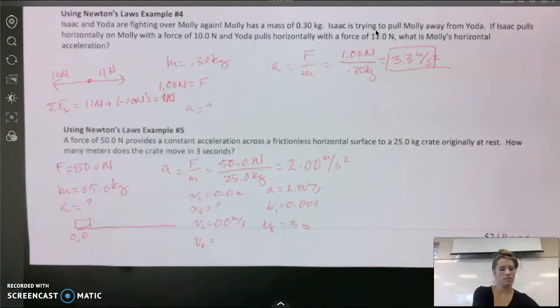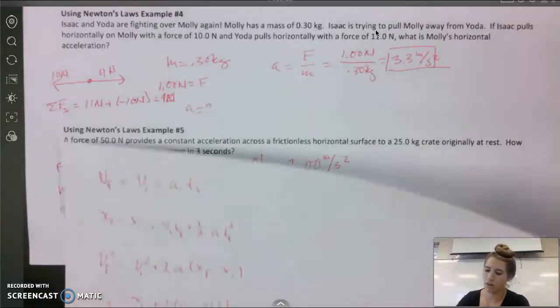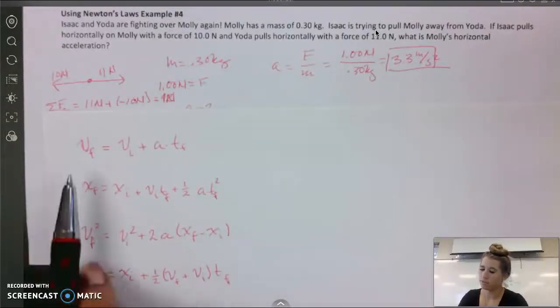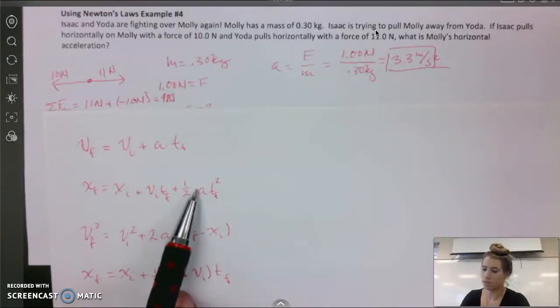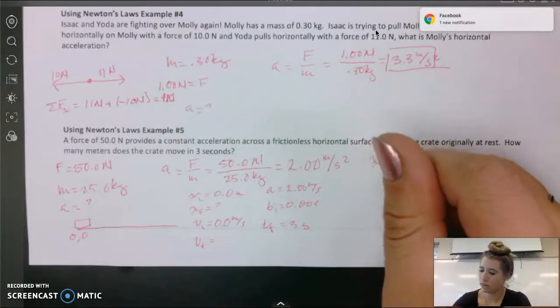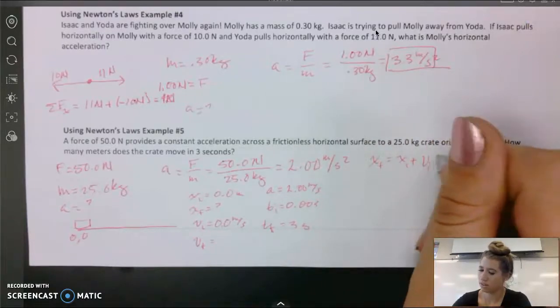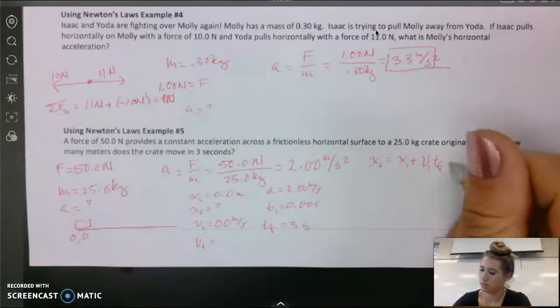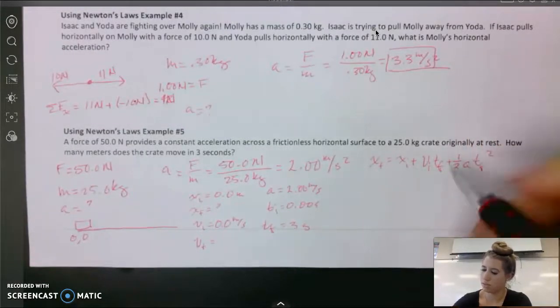Okay, so we need to choose an equation that does not have velocity final, and we want to know what x final is. So that one's not going to work. That one's not going to work. That one's not going to work, but this one does. X final is equal to x initial plus velocity initial t final plus 1/2 acceleration t final squared.